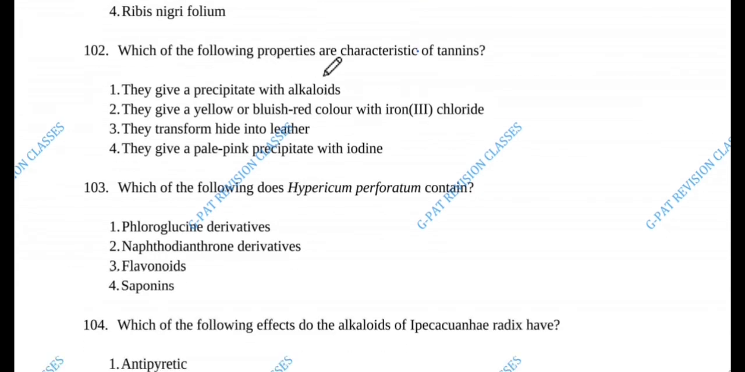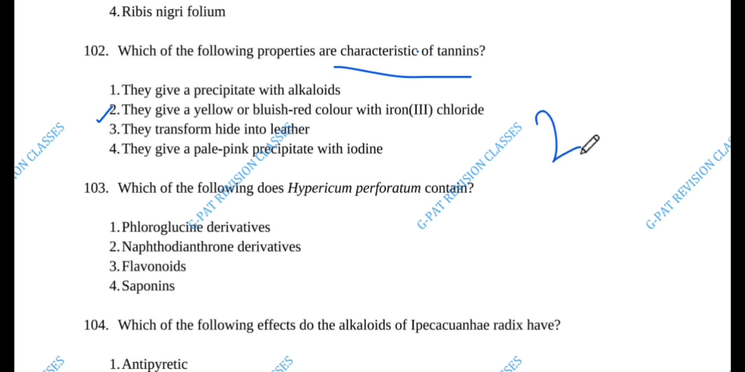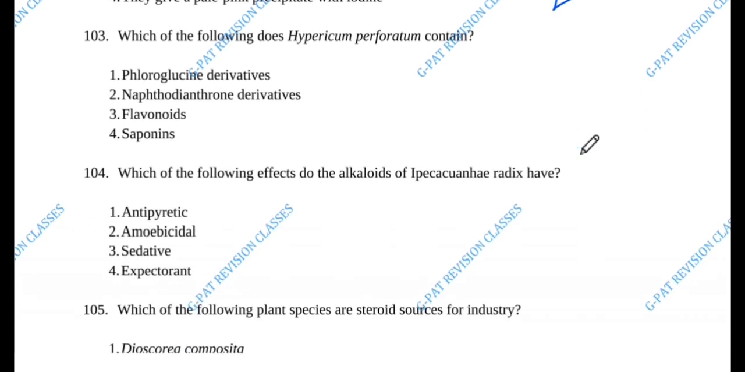Which of the following properties are characteristic of tannins? The answer is B, they give a yellow or bluish red color with iron III chloride. Okay, the answer is second.